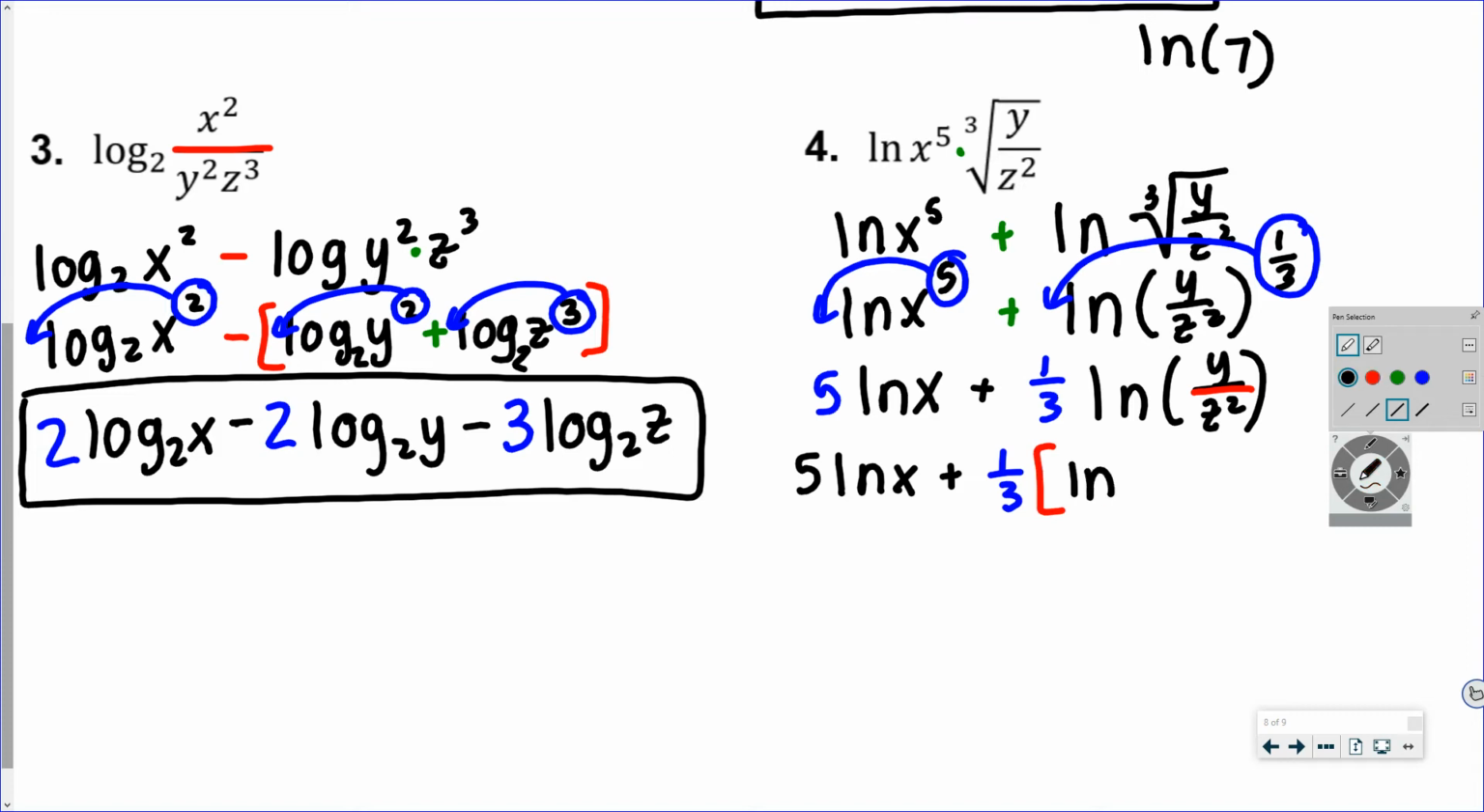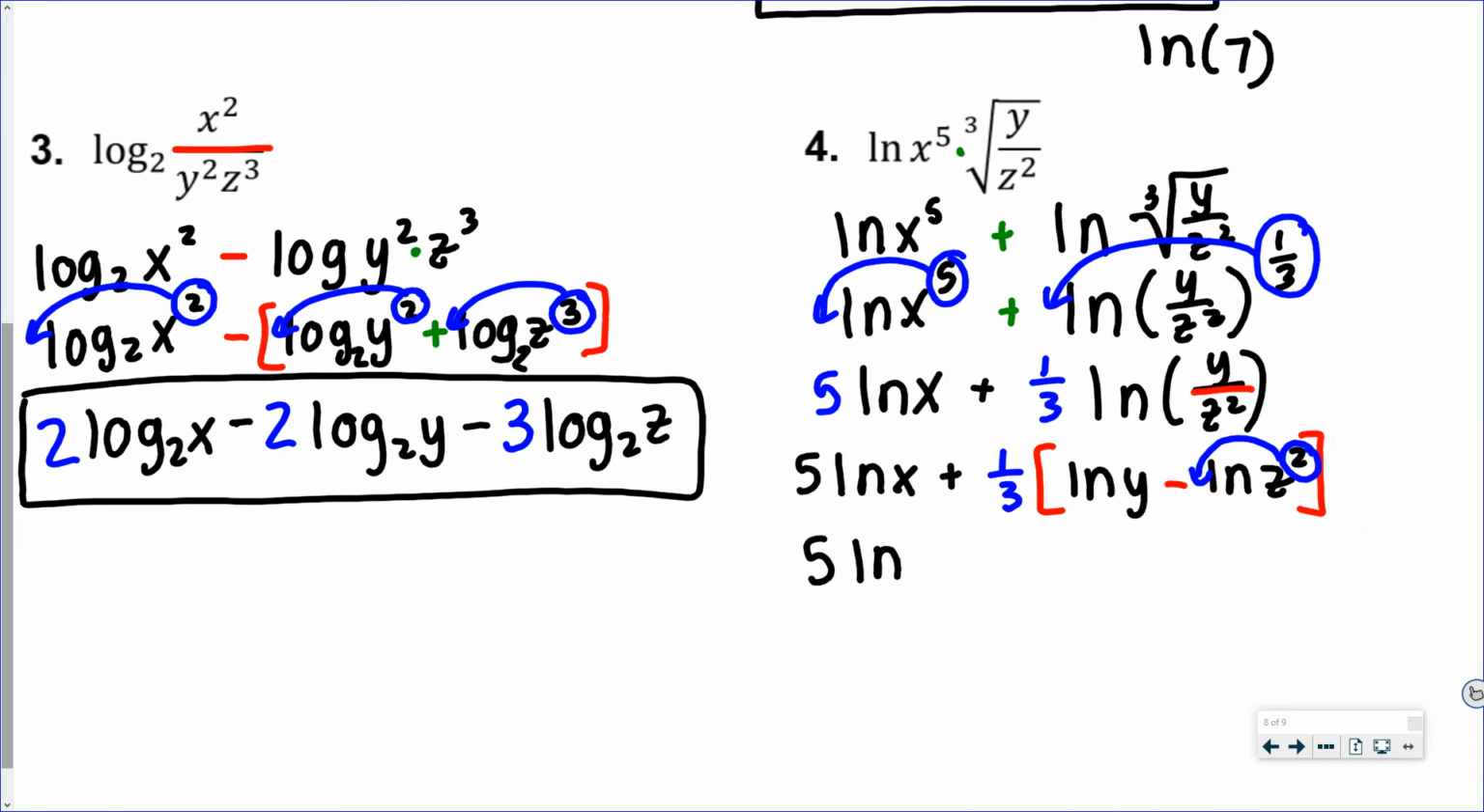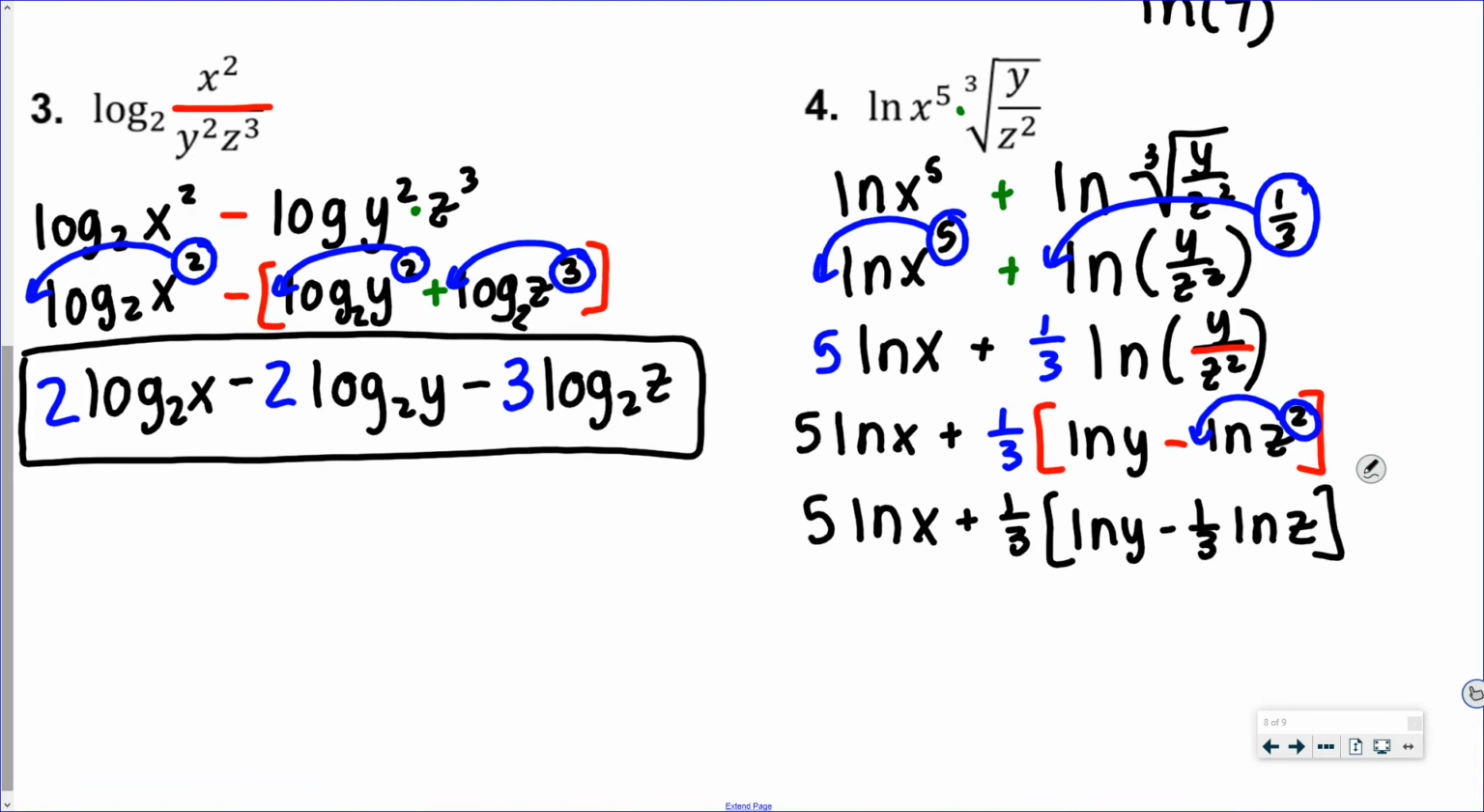So the natural log of y, the natural log of z squared, what operation goes between those two? Minus to do the quotient. Good. All right. Then I see a power with the z. I want to bring that down just to the z. And then the only other thing I'd maybe do to simplify this is go ahead and distribute that 1/3 then.